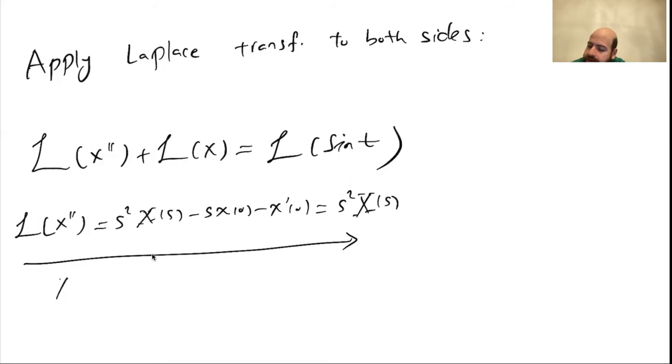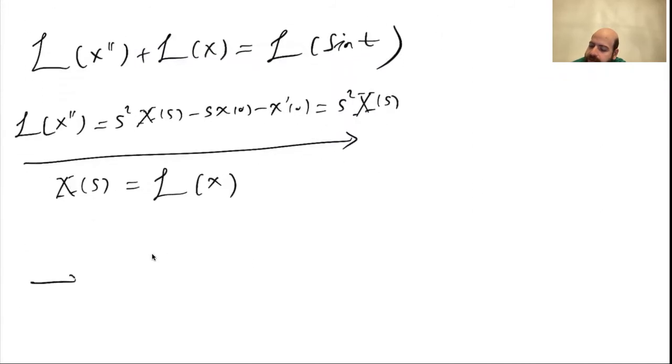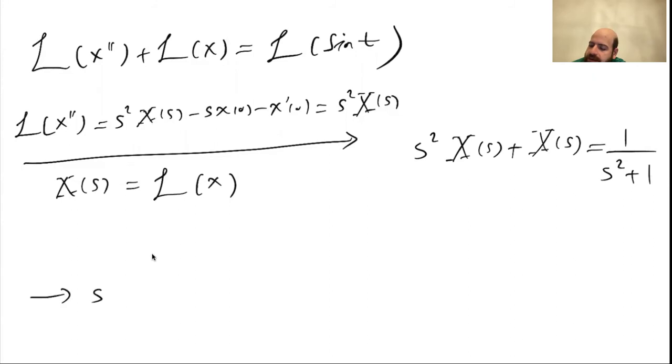And here, capital X of s, I'm assuming it's the Laplace transform of x. So I will have s squared times capital X of s plus capital X of s equals the Laplace transform of sine t. The Laplace transform of sine t, we know, is 1 over s squared plus 1. So then I'll get capital X of s times s squared plus 1 equals 1 over s squared plus 1.